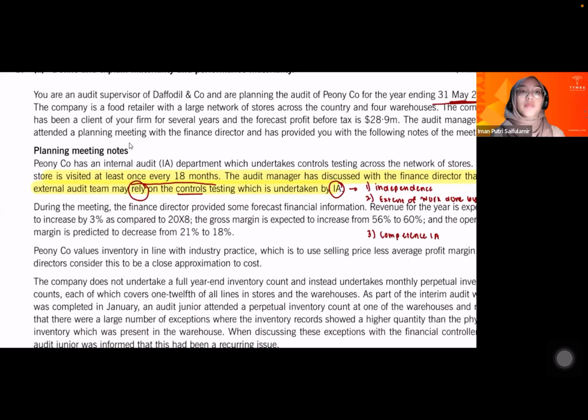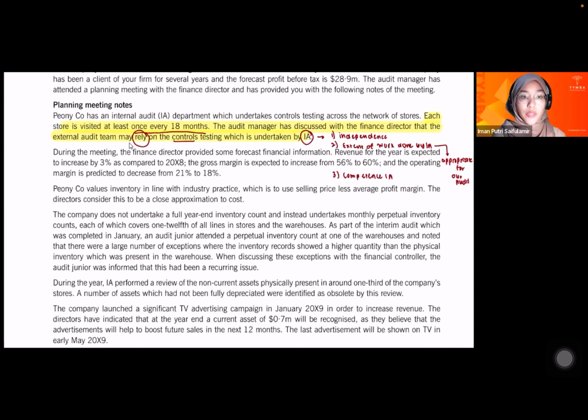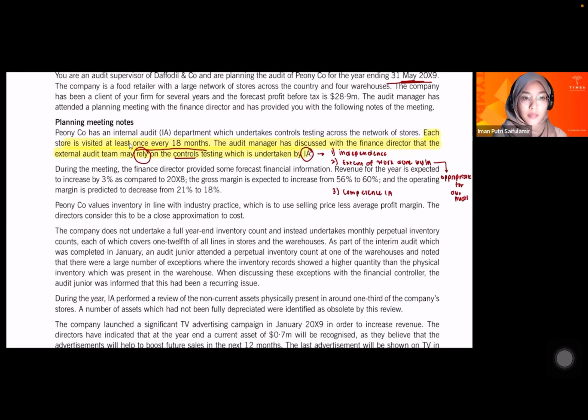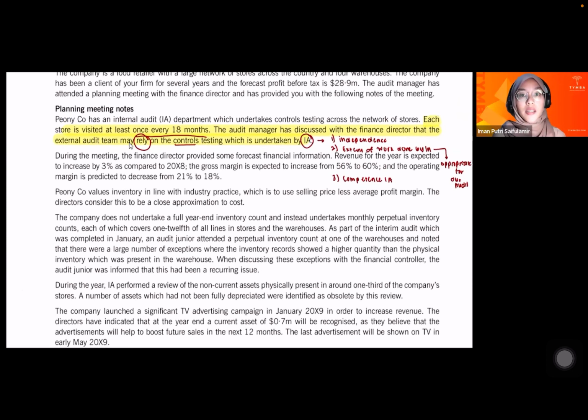Okay, so the next point, the FD provided some forecast financial information. Revenue is expected to increase by 3%. The gross margin is expected to increase and the operating profit margin is expected to decrease. So again, guys, whenever they give you this, make sure to apply it in your audit risk answer. Even here, you can give one audit risk point. You can question why the revenue has increased and the gross profit margin has also increased, however the operating profit margin is predicted to decrease.